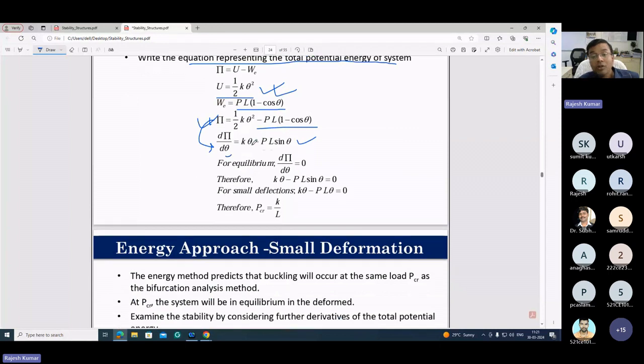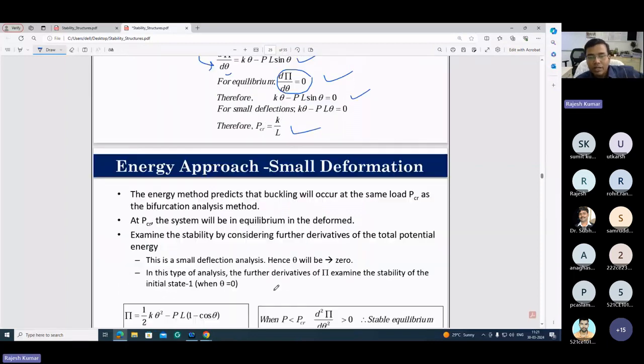For equilibrium, what will happen? Del pi by del theta is equal to 0. Therefore, k theta is equal to minus PL sin theta. You look at this for equilibrium: del pi by del theta is equal to 0. Once you differentiate this, you will get this. And for small deformations, sin theta becomes theta. And finally, you will get the buckling load, PCR is equal to K by L.